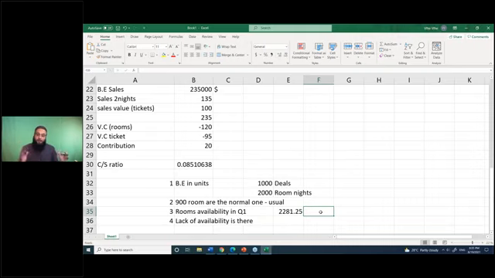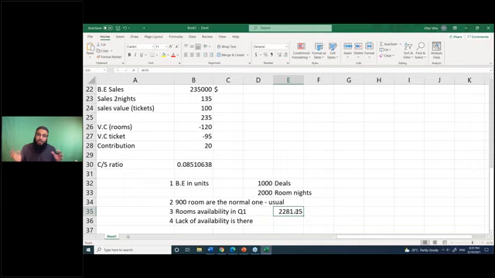Now the rooms that I have are 2,281, and 900 are those usual customers that are booked, that will remain the same. So out of 2,281 rooms, 900 rooms you will give to the usual customers. So obviously you'll be left with how much? You'll be left with some 1,300.